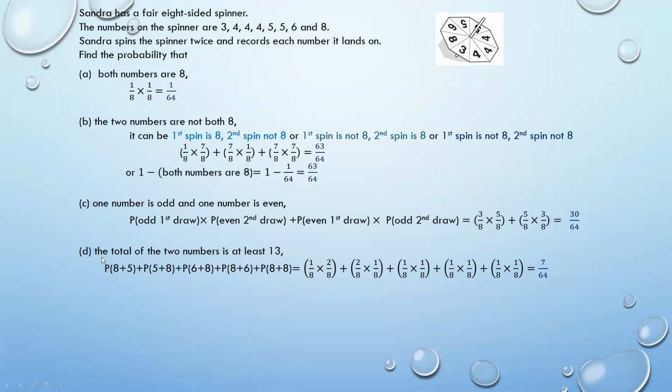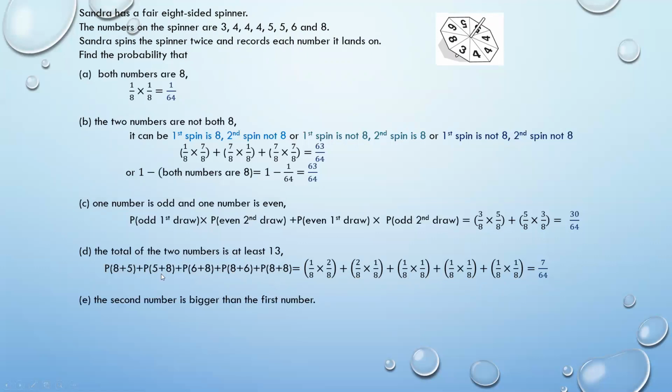Okay, and this one also some students don't know how to do. The total of the two numbers is at least 13. Okay, so you have many choices. You can see 8 plus 5, 5 plus 8 is exactly 13, okay? Or 6 plus 8, 8 plus 6, or 2 times of 8 also can. So you can see you have this possibility to get 8 and 5, 5 and 8, 6 and 8, 8 and 6, and 8 and 8. All right, so you have all these plus together. This is the final answer. It says at least 13. It can be 16, can be 14, can be 13.